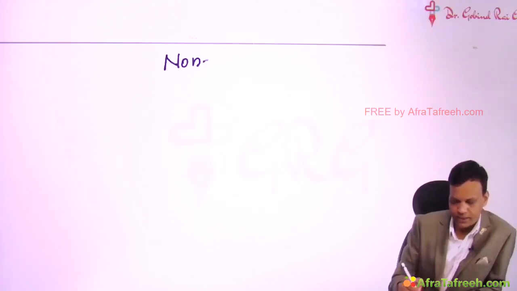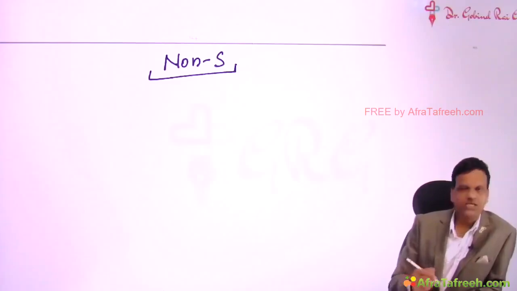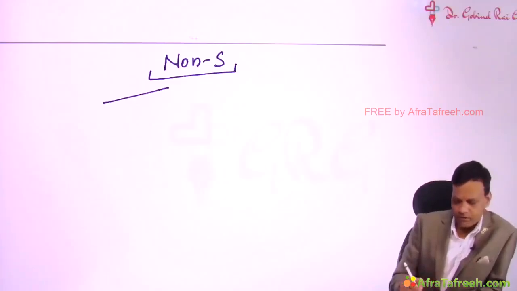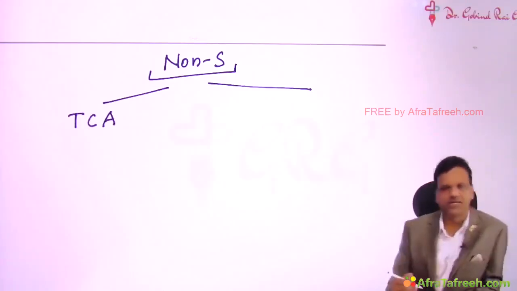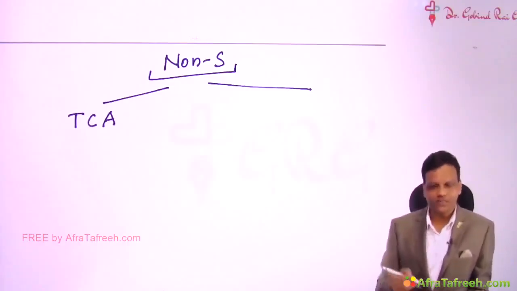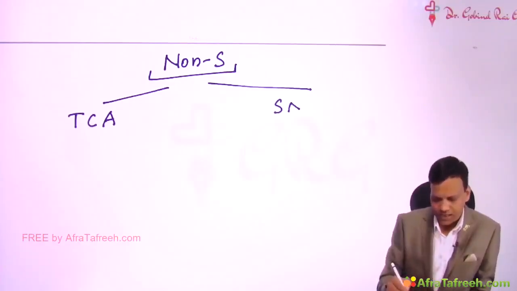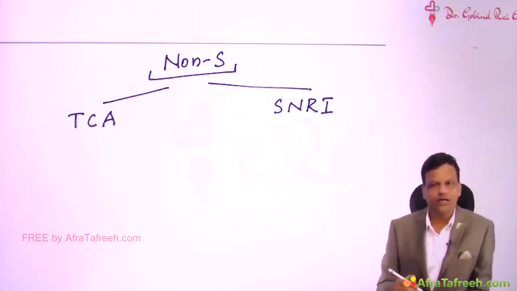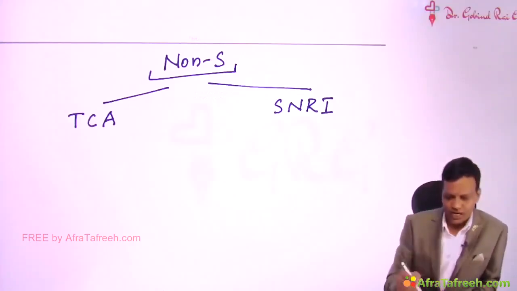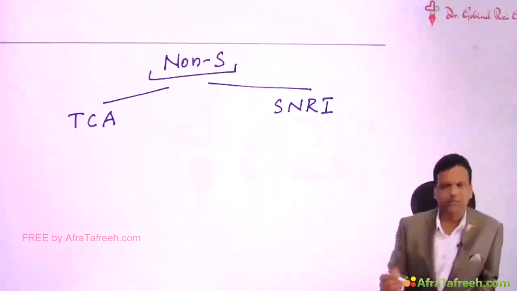Non-selective reuptake inhibitors. These are further of two types. One group is called TCA, full form tricyclic antidepressants. The second group is SNRI, that means serotonin noradrenaline reuptake inhibitors. So we'll start from the tricyclic antidepressants.